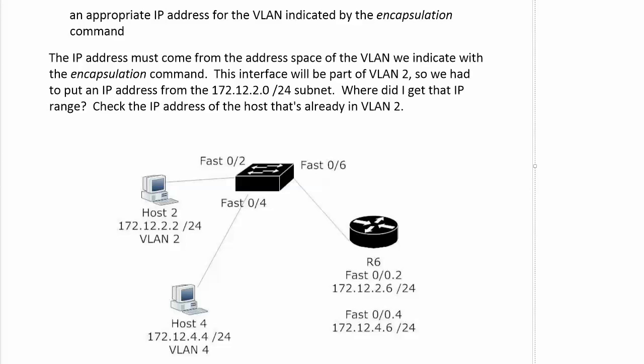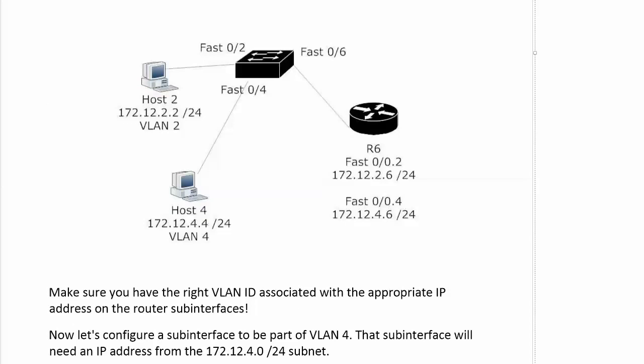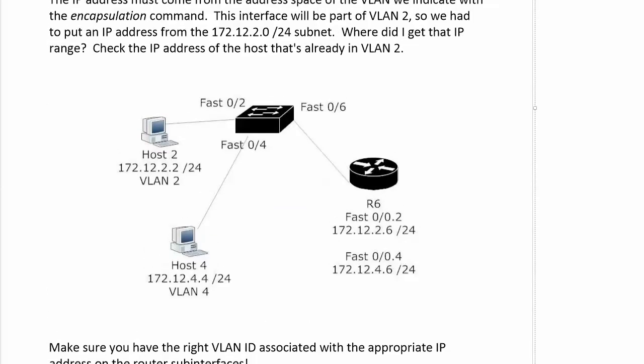And again, with Fast 0/0.4, that sub-interface, where am I getting this IP address from? Well, I'm looking at the IP address space of VLAN 4, and it's 172.12.40/24. So I've got to give it an IP address that is on that particular subnet. And again, did I have to make it .6 to match router 6? No, I didn't, but it's just an excellent organizational tool. So make sure you have the right VLAN associated with the appropriate IP addresses on the router sub-interfaces.